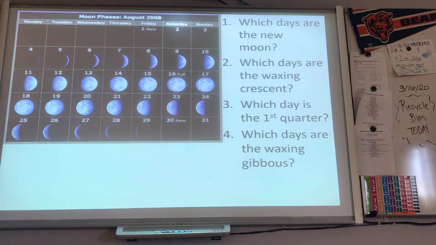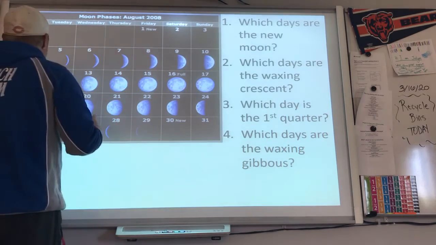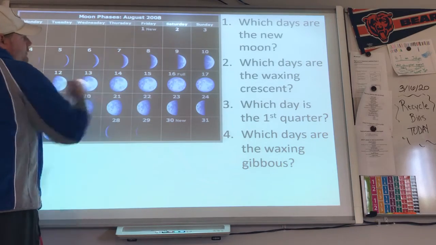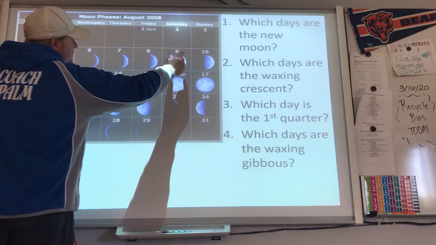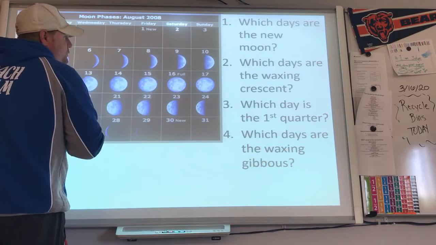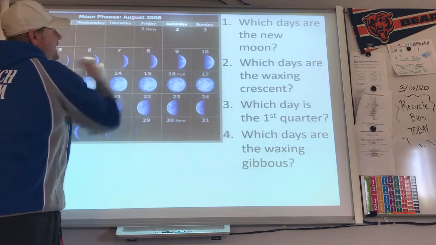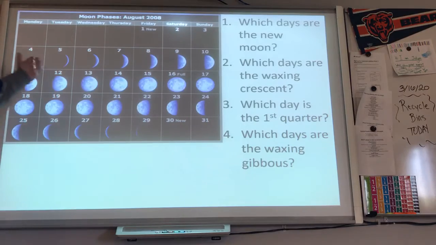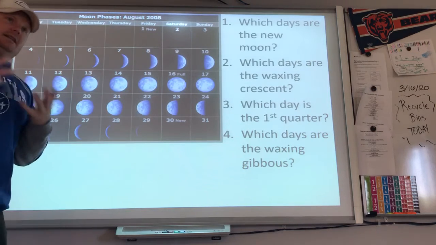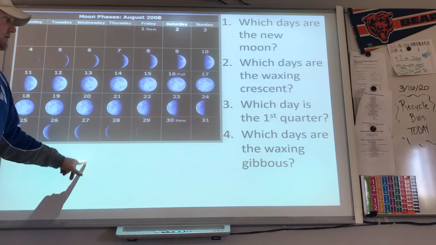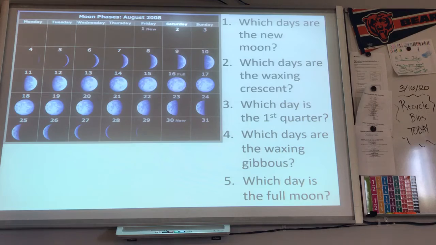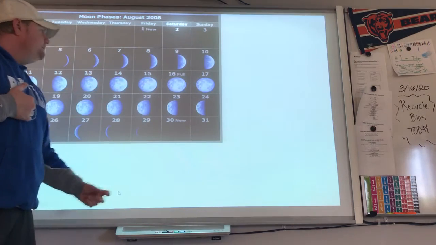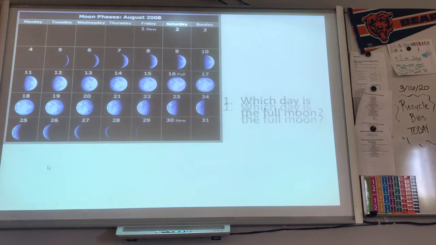Which days are the waxing gibbous? All right, the waxing gibbous is bigger than that, so probably days 11 through 15. If this is the first quarter, from 4 to 8 is the waxing crescent, where it's getting bigger, and seeing about 1/4 of it might be day 7. I don't know. These aren't exact sciences unless we're really looking at percentages of the moon. Which day is the full moon? The 16th.